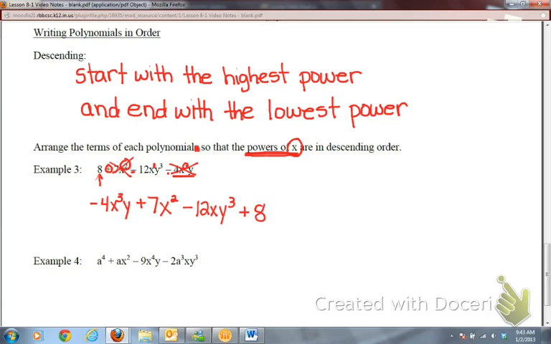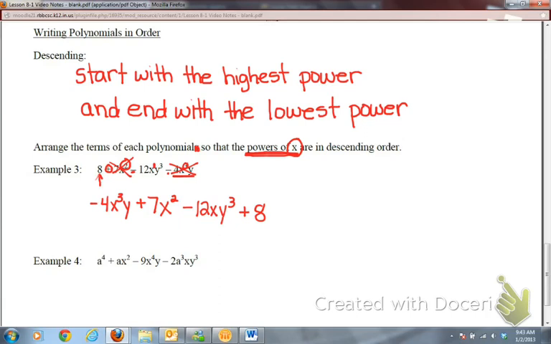So there you have it. You just wrote that polynomial in the order that we want it in. And that's descending powers of x. So you're just rearranging. You're just organizing, really.